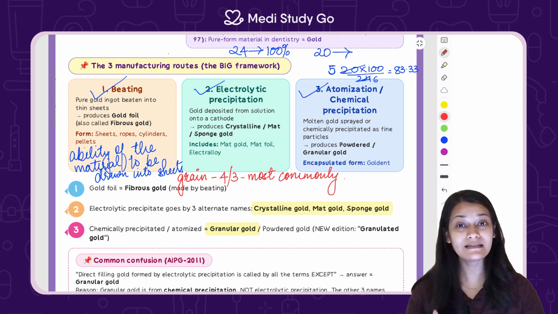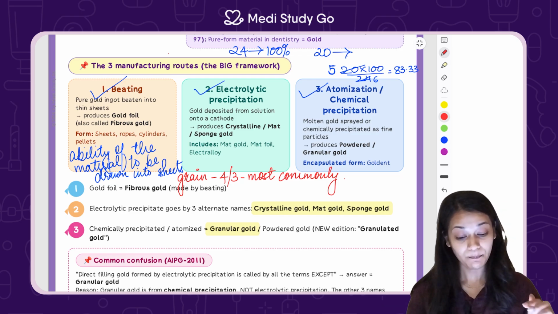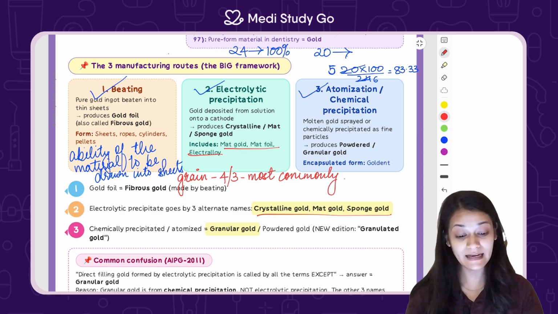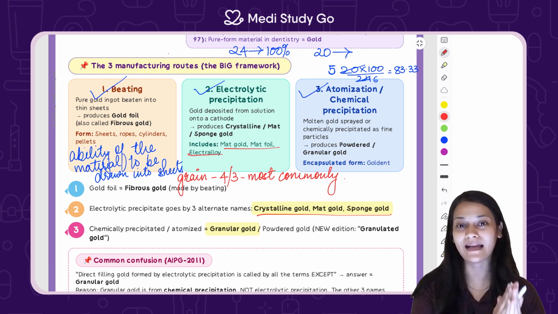Now what I want you to understand is this is how I get foils or sheets, but the other forms like matte gold and electro alloy and the sponge gold are available due to electrolytic precipitation. So now what happens? Gold will be deposited from the solution onto the cathode.